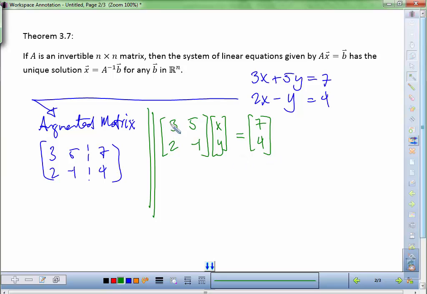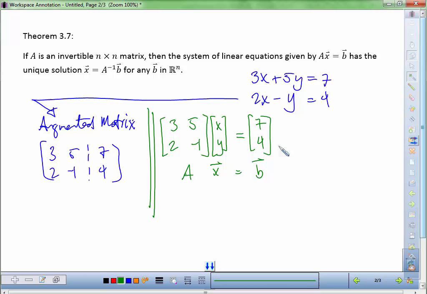Then if we do the matrix multiplication, the row and the column business, we get 3x plus 5y is equal to the top one, 7, and 2x minus 1y is equal to 4, and that's exactly what the system was. So we can think of this as a matrix A. We can think of this as a vector x. It's a vector, so it would be x, y, or x, y, z if we're in 3D. And then our output, the thing on the other side, is the vector b. So we have an equation in vector form with a matrix involved.